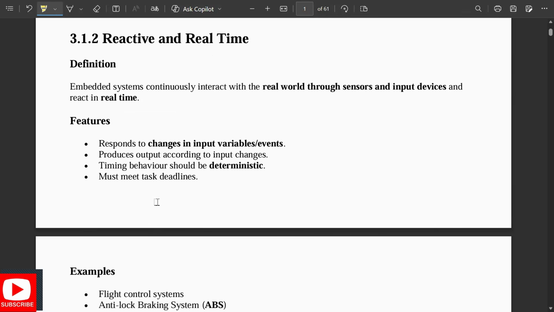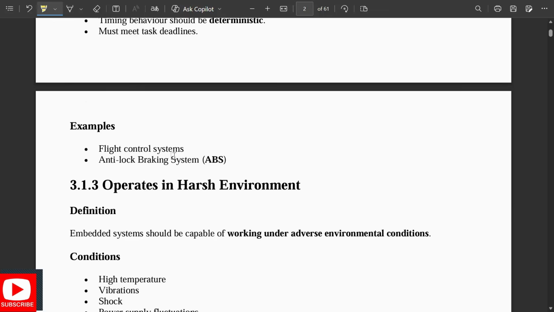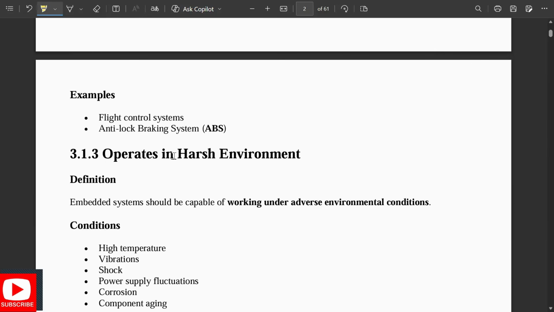Next is reactive and real time. They interact with the real world through sensors and input devices, and they react in real time. They respond to changes in the input variables and events. They produce output according to the input changes, and timing behavior should be deterministic. Examples are the flight control system and the anti-lock braking system, ABS.